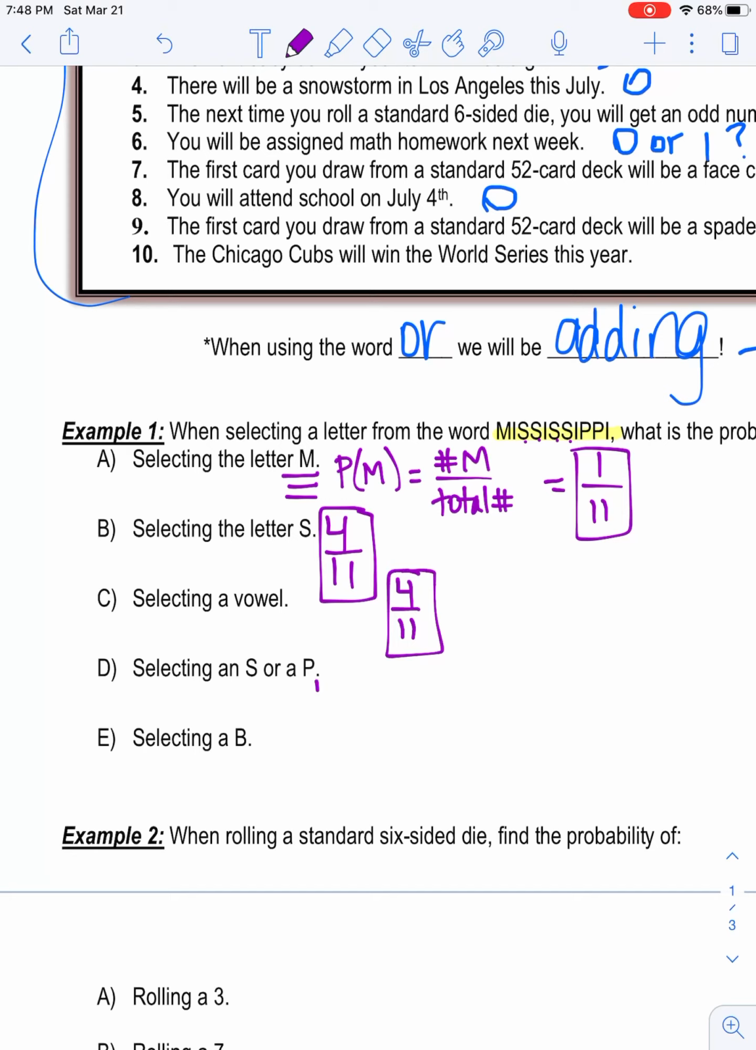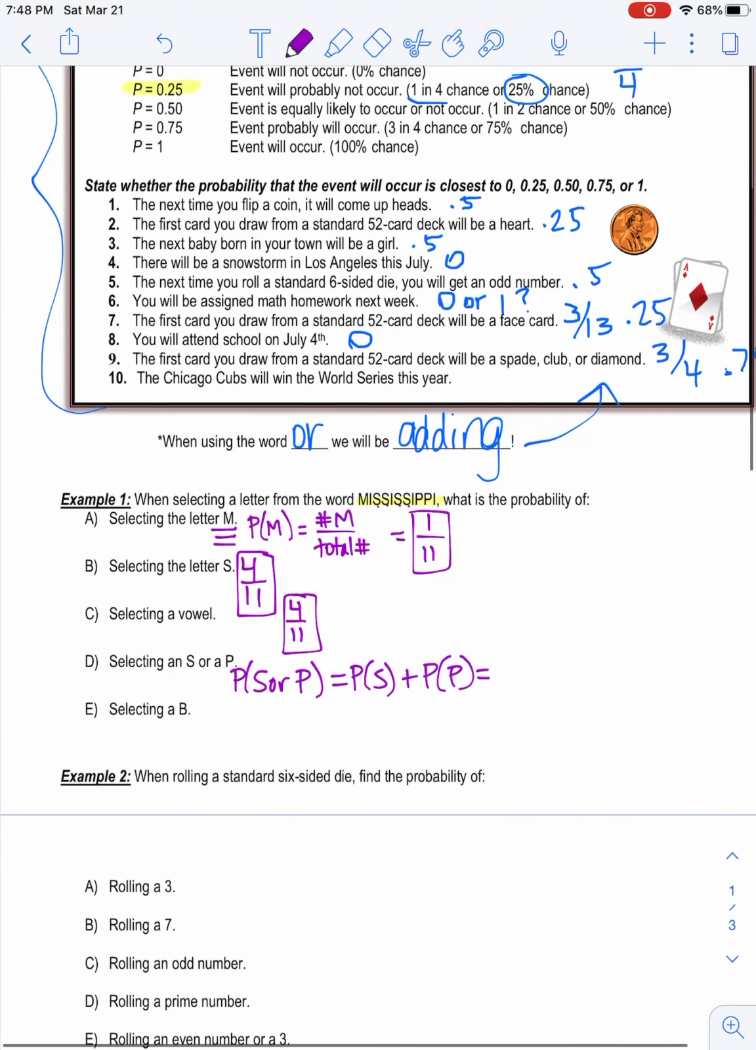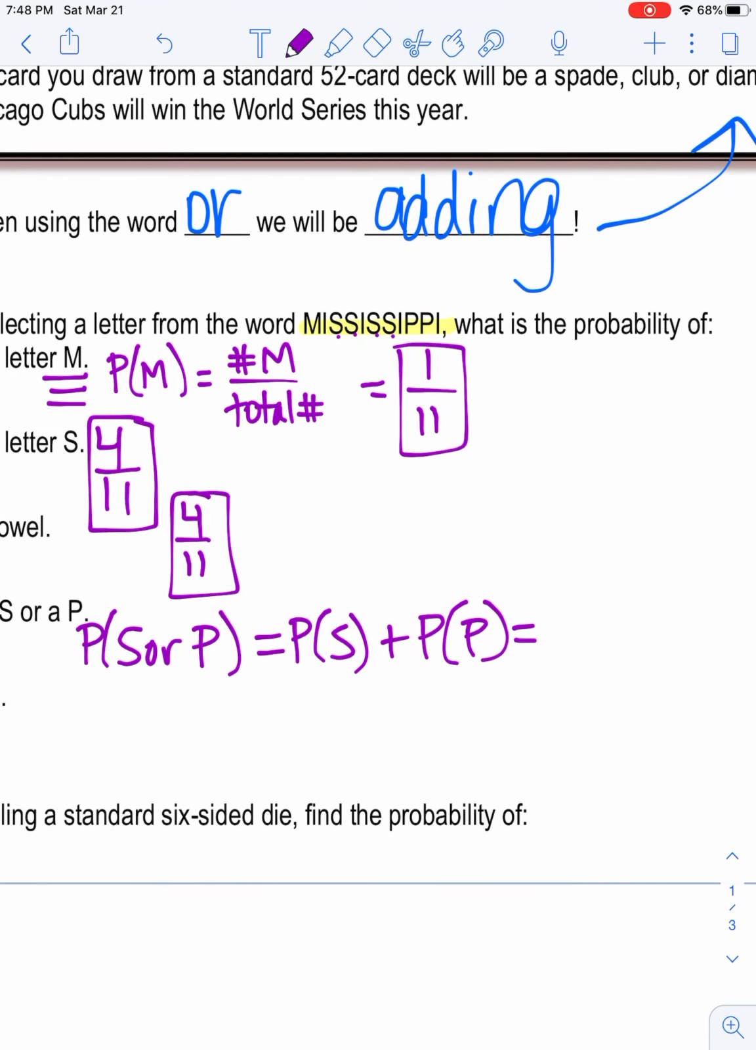Now, if we want the probability of an S or a P, we're going to do the probability of an S plus the probability of a P. And then with our addition rule, we know that then we would subtract the overlap, but there's never a letter that's an S and a P at the same time. It's either one or the other. So basically, you would just subtract 0. So I can ignore that part.